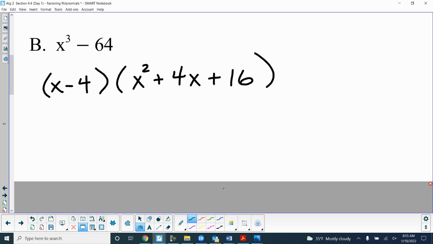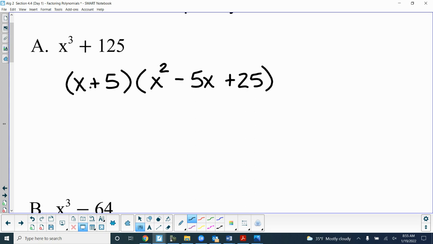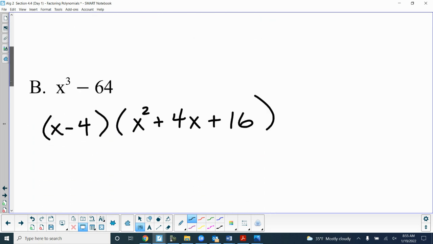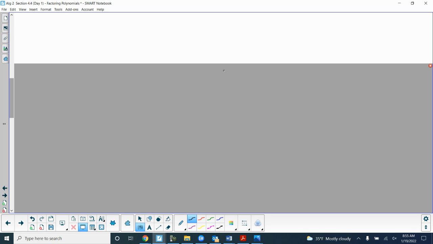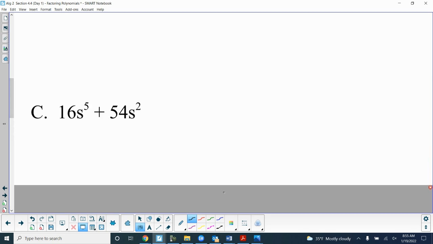So that was a difference of cubes because it was subtraction. The one before was a sum of cubes because that was addition. Okay? Remember, when we have squares, it has to be subtraction, right? It has to be a difference of perfect squares. If it was a sum of perfect squares, we can't factor. But for cubes, addition and subtraction are both able to be done.